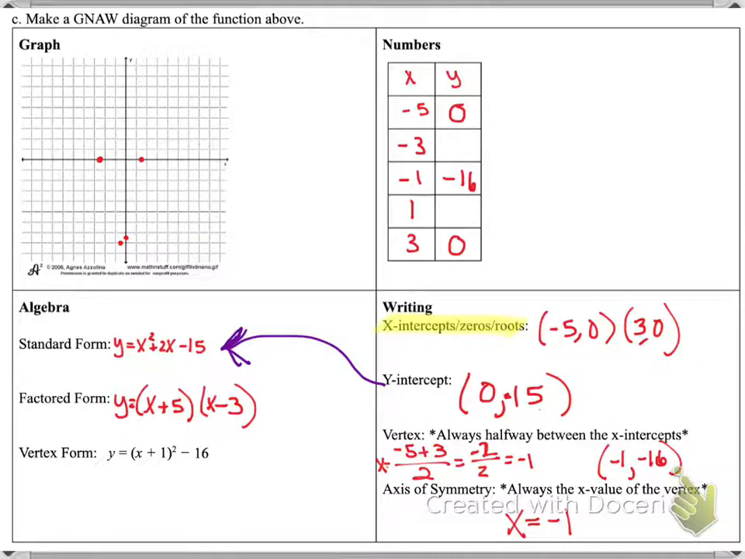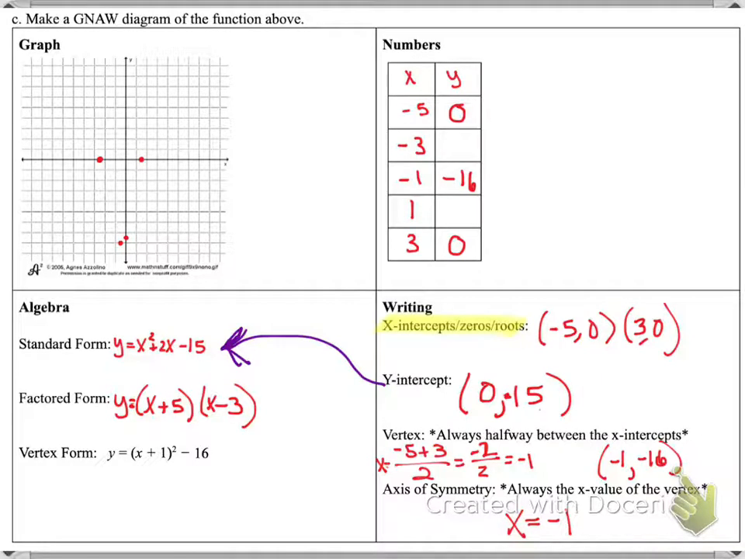The vertex, also notice that the vertex is always going to be halfway between your x-intercepts. Parabolas are symmetrical. So if you have two y values that are the same, that's going to continue to happen throughout the entire parabola symmetrically down toward the vertex.